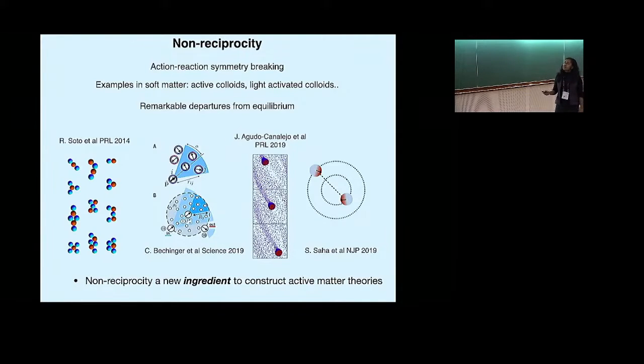We all know here about non-reciprocity. It is synonymous with action-reaction symmetry breaking, which means that if you consider two particles, then the force that one exerts on two is not equal nor opposite to the force that two exerts on one. Examples are pretty ubiquitous in active matter. Active colloids, for example, have beautiful manifestations of this non-reciprocity, starting from isotropic colloids, which can form dimers that can spontaneously move, chiral molecules that can rotate, and so on.